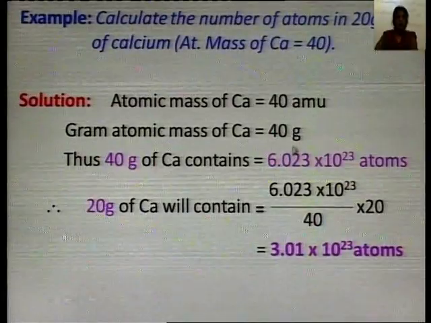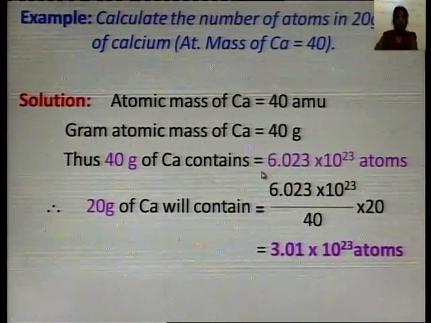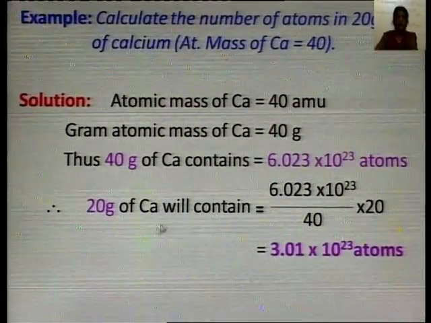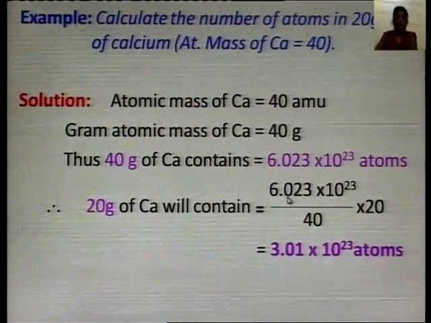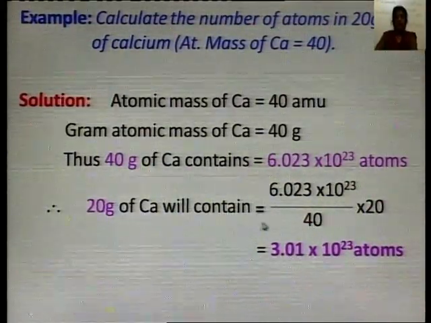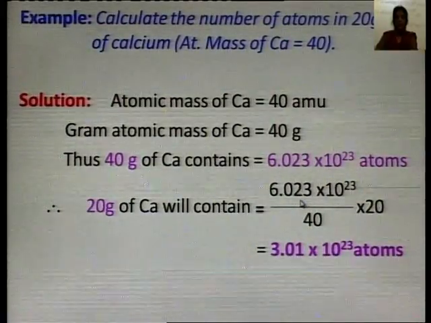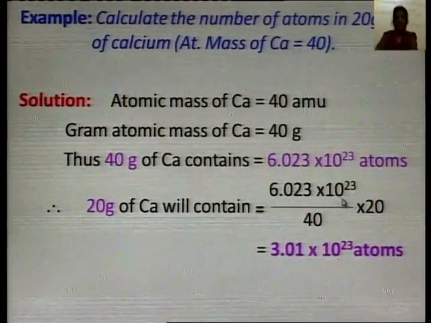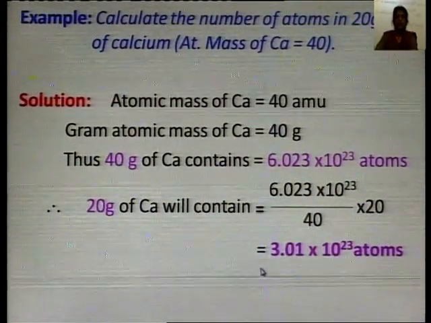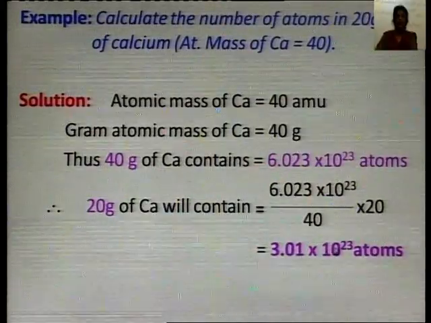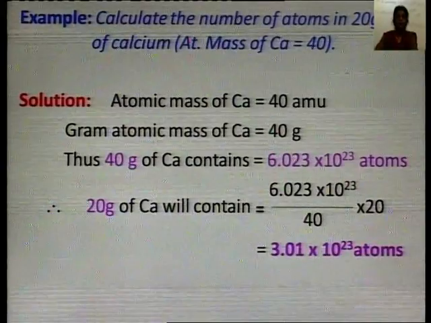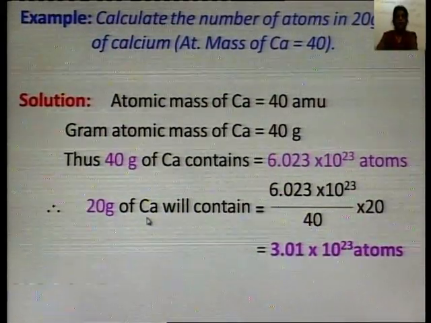Now, 40 gram contains how many atoms? 6.023 into 10 raised to power 23 atoms. So, 1 gram will contain Avogadro's number divided by 40, and 20 gram of calcium will contain 6.023 into 10 raised to power 23 upon 40 into 20. The result is 3.01 into 10 raised to power 23 atoms. This is the number of atoms present in 20 gram of calcium.